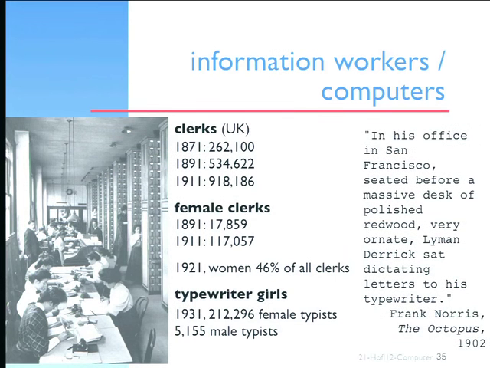But just one of the chapters happens to open with "in his office in San Francisco, seated before a massive desk of polished redwood, very ornate, Lyman Derrick sat dictating letters to his typewriter." Well, it wasn't because they had an automated dictation system. It was because typewriter there was a woman, was someone sitting down. So again, as with computer, these were first roles played by women, and then that were moved in. Well, not necessarily women moved into machines.